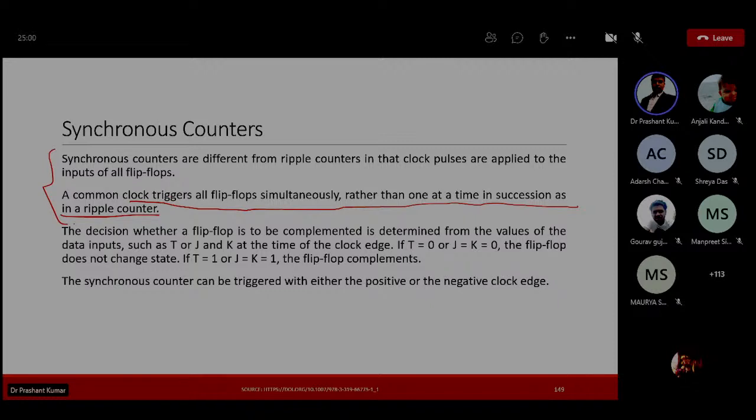Now the decision whether a flip-flop is to be complemented is determined from the value of the data input, such as T or J and K, at the time of the clock edge. If T is equal to 0, or J equals K equals 0, it does not change its state. And if T is 1, or J and K are both 1, the flip-flop complements. The synchronous counter can be triggered with either the positive or negative clock edge.